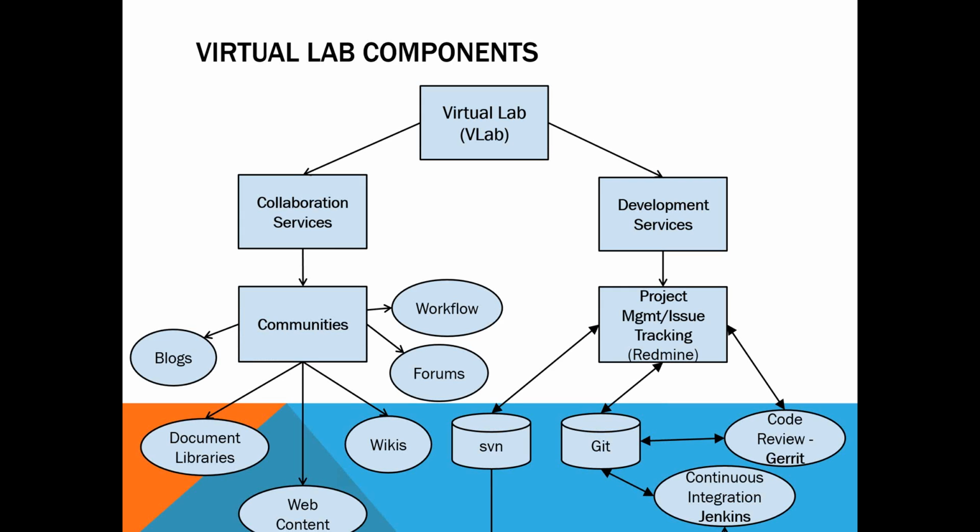So that's that. So pictorially, this helps me. Hopefully it'll help you. At the top level, the virtual lab is broken into two components: collaboration services, which is a portal, and development services, which is project issue tracking. So the whole thing is pretty much web applications, and then it ties into project repositories. On the project management side, we're using an open source project called Redmine. That has interfaces with Subversion as well as Git.